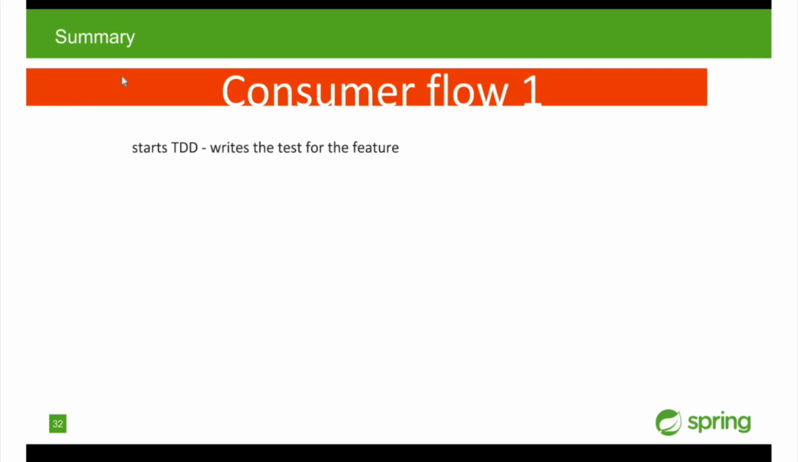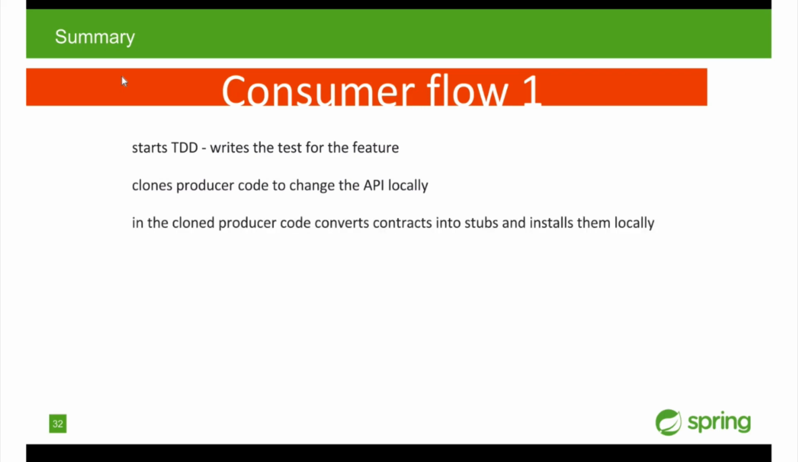So it's all about TDD. You write a test for the feature as a consumer. You clone the code locally to change the API. And remember, you install the stubs locally, right? So you clone the producer's code, and you install the stubs locally.